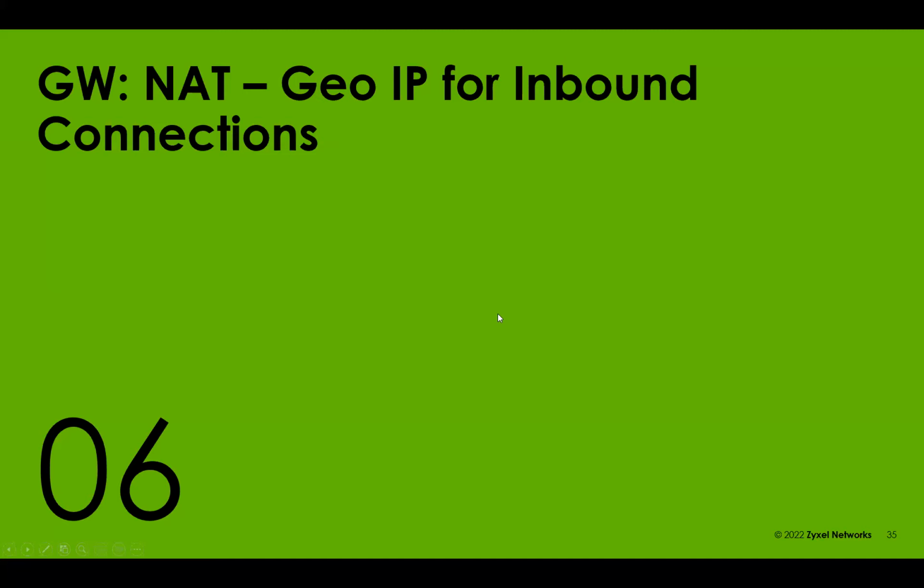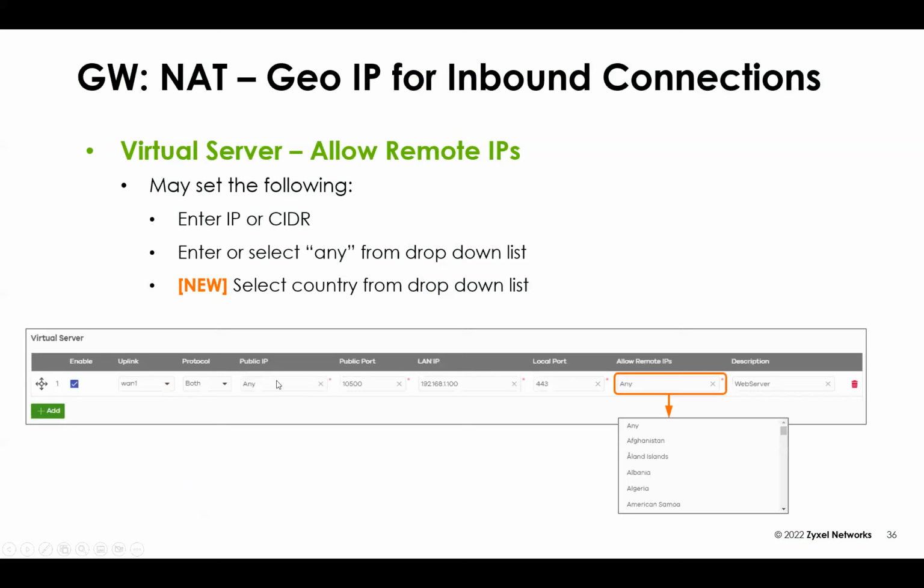And then finally, we're going to talk about the Geo IP for inbound connections. So you'll see here that we're utilizing a lot of Geo IP settings. So we saw that with our route, but we can also do this for our virtual server. So virtual server is going to be our port forwarding rule. So we can create a port forwarding rule.